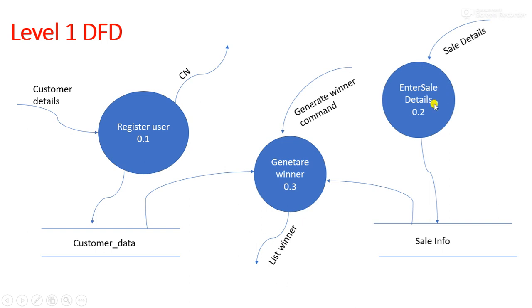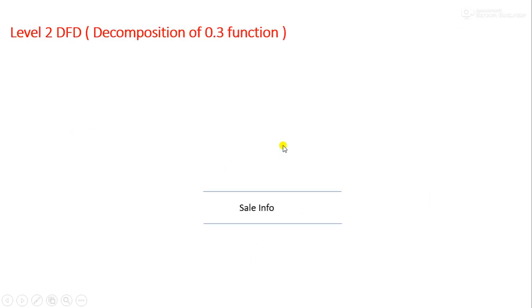Similarly, this enter sell function performs atomic activities, which means it just receives the sell data and is responsible for storing that sell information to our sell info table. So this function does not have any sub function, so we don't need to decompose it. And here this 0.3 function, that is the generate winner function, we can decompose into its sub functions. So now we are going to see how to decompose this generate winner function.